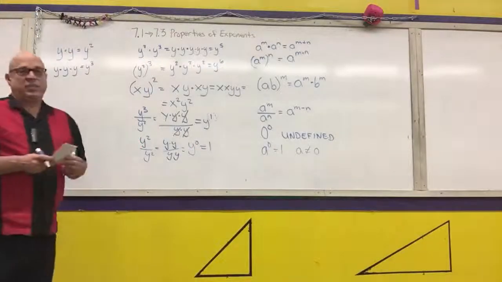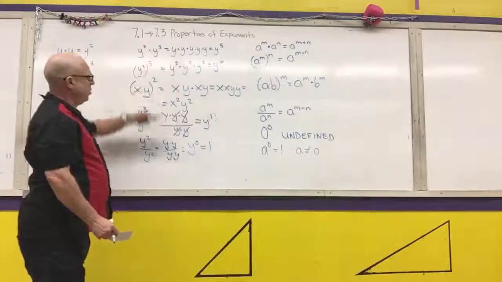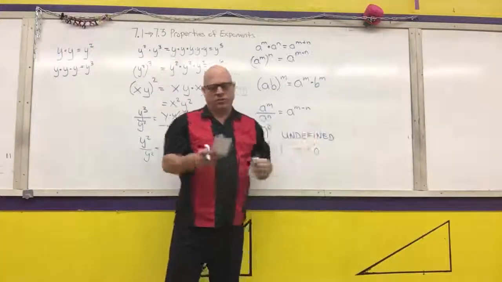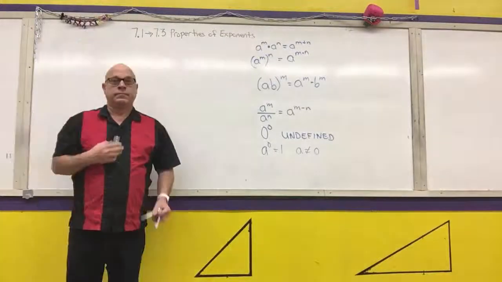So those are the first 6 properties. I'm going to pause and erase this work that I did for the first 6 properties. I'm going to leave these properties up here, and then I'm going to do the last properties, and then we're going to do some example problems.